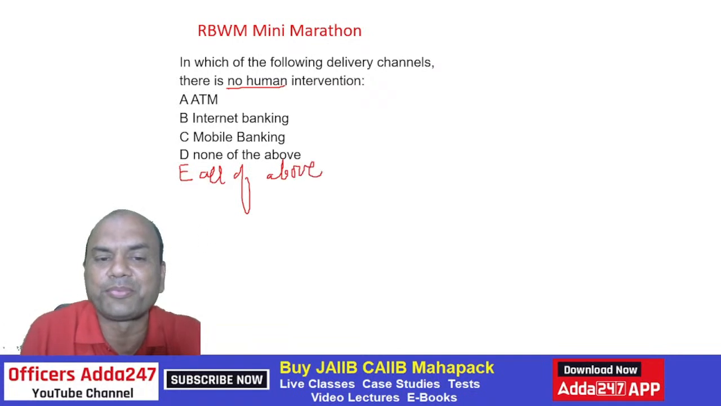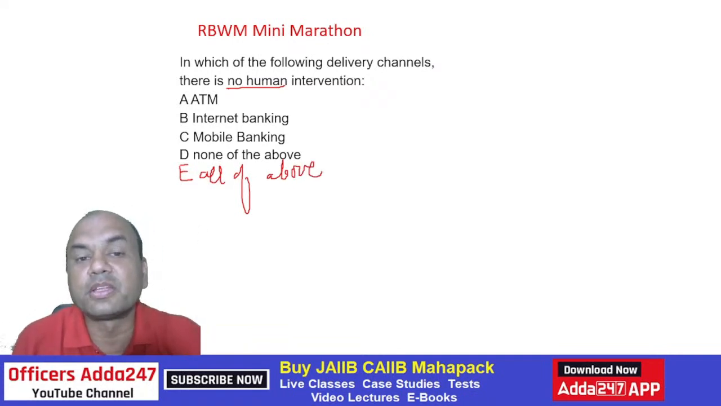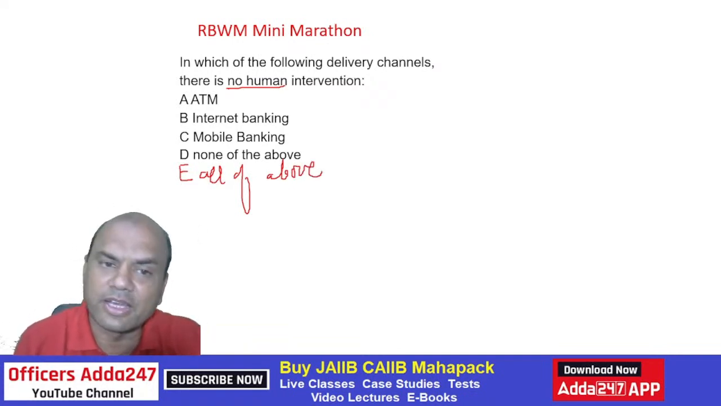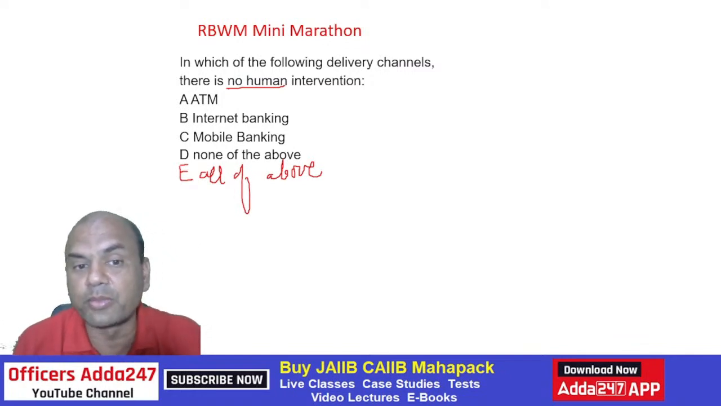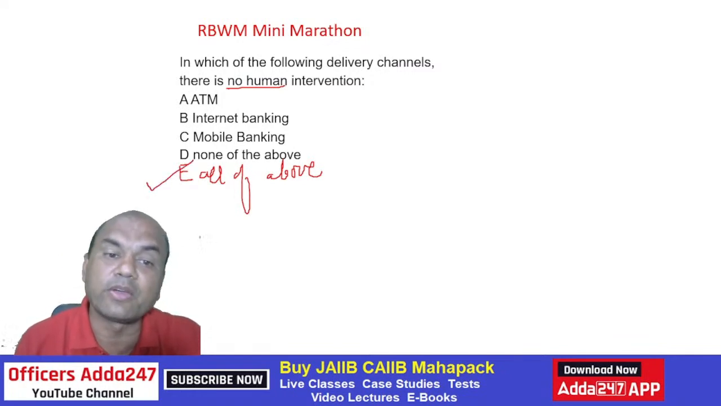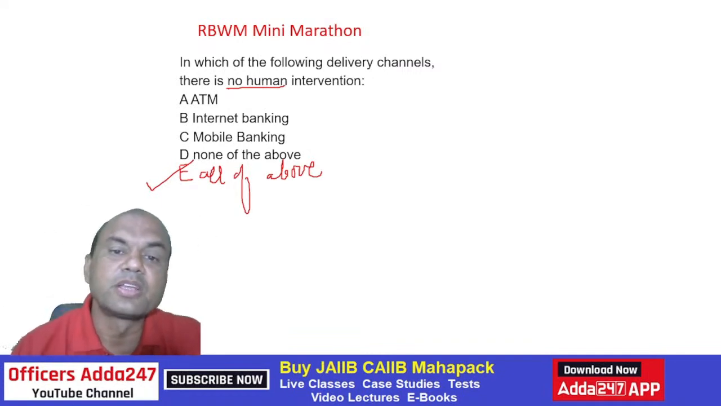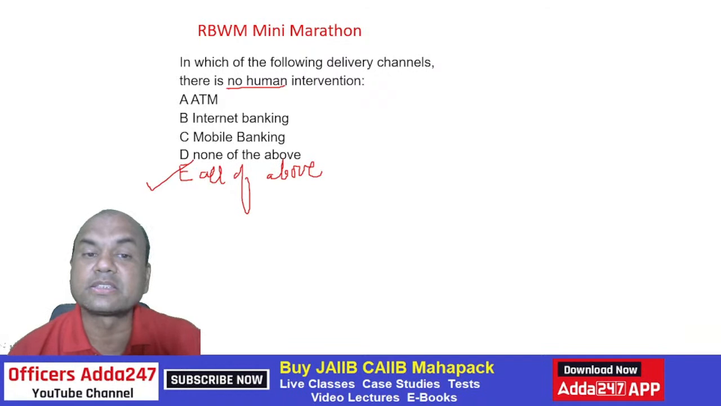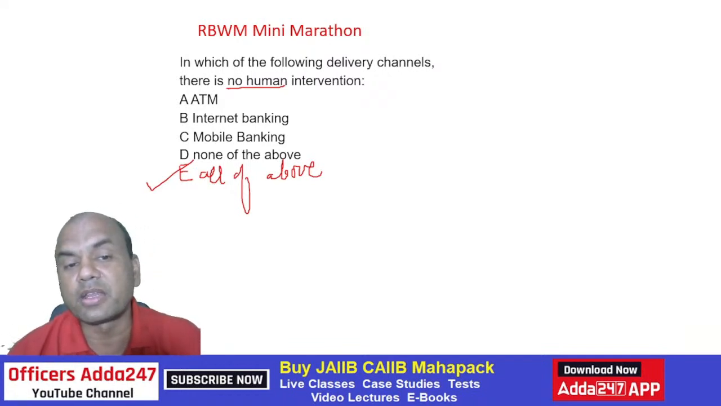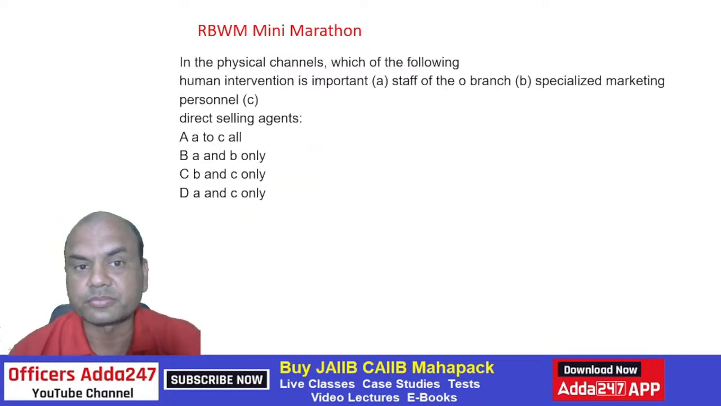Now tell me. ATM, there is no human intervention, correct? Internet banking, no human intervention. Mobile banking, yes. So the answer will be E over here, all of the above. Clear? So in which of the following delivery channels is there no human intervention? It is all of them: ATM, internet banking and mobile banking.